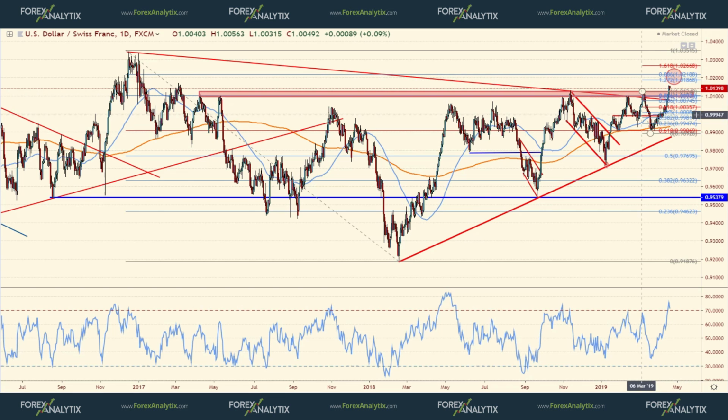You have a 127% extension of this move. This last move lower comes in around 101.80 and change. That resistance up here probably will come into play, but more importantly, if the S&P starts to show some signs of weakness, you might get an actual reversal.